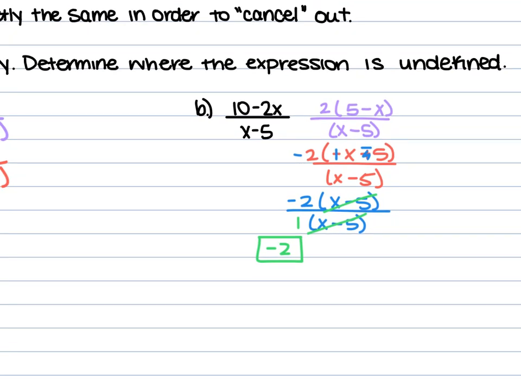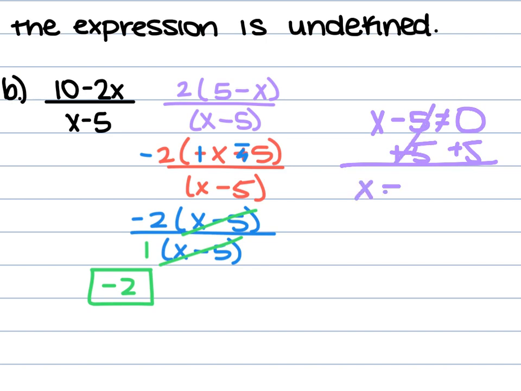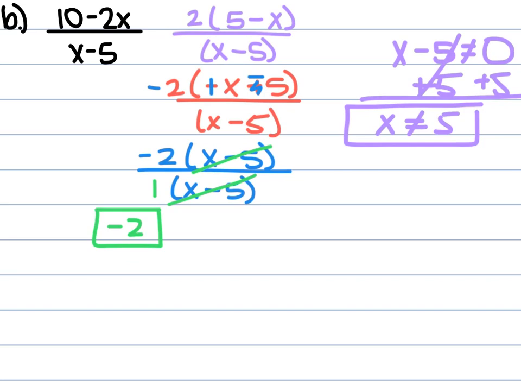With these, we have to express where the expression is undefined. I'm just now looking at the directions. You have to make sure that you take that bottom part and you set it not equal to 0 to tell me what x cannot equal. So if we look at this one, we have x minus 5 cannot equal 0. So add the 5 to both sides. We have x cannot equal positive 5 as well. So that is part of our answer. So when we write our answer, we're going to say negative 2, x cannot equal 5.